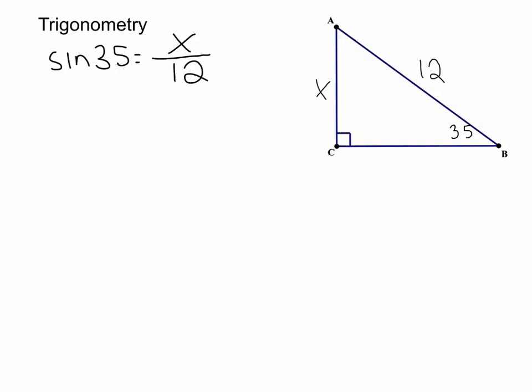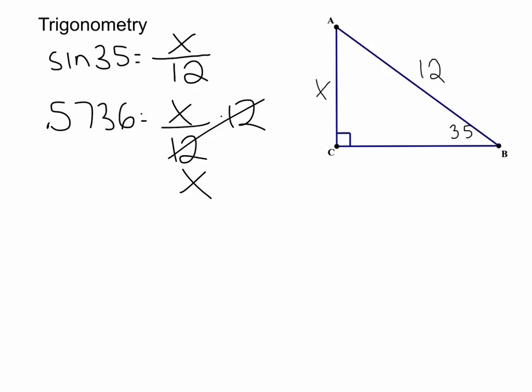Now using our calculator, we can find the sine of 35 and round the value to 4 decimal points, so we'll get 0.5736. You can also get this value by using the table of trig values that was provided to you the other day. Equals x over 12. Now to get x by itself, multiply both sides by 12. And we get x equals 6.9 if we're going to round our answers to the nearest tenth.